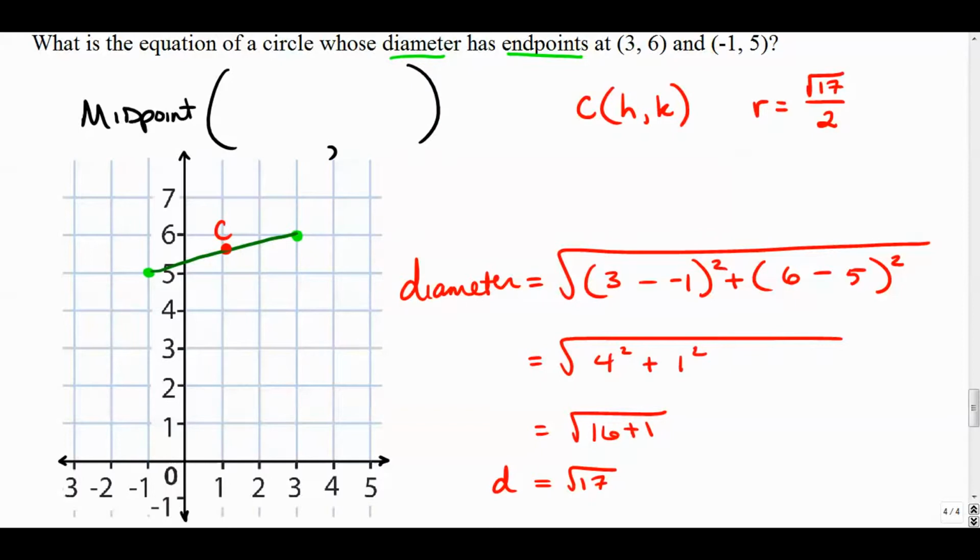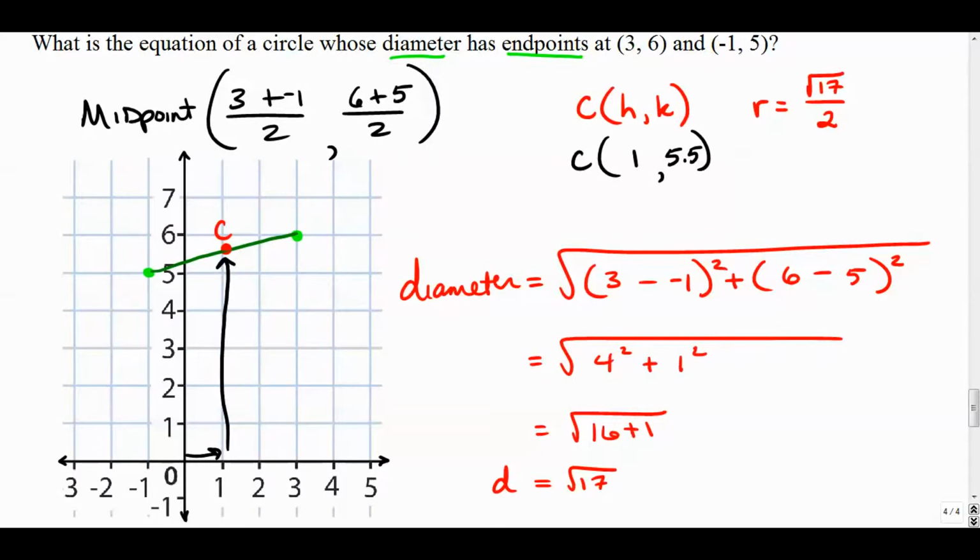Midpoint formula is really simple. You basically just take the average of the coordinates: (3 plus negative 1) divided by 2, (6 plus 5) divided by 2. So our midpoint, which we'll call our center: 3 plus negative 1 is 2, over 2 is 1. 6 plus 5 is 11, over 2 is 5.5. And that visually makes sense. 1 to the right and up 5.5. So that makes sense. It looks good to me.